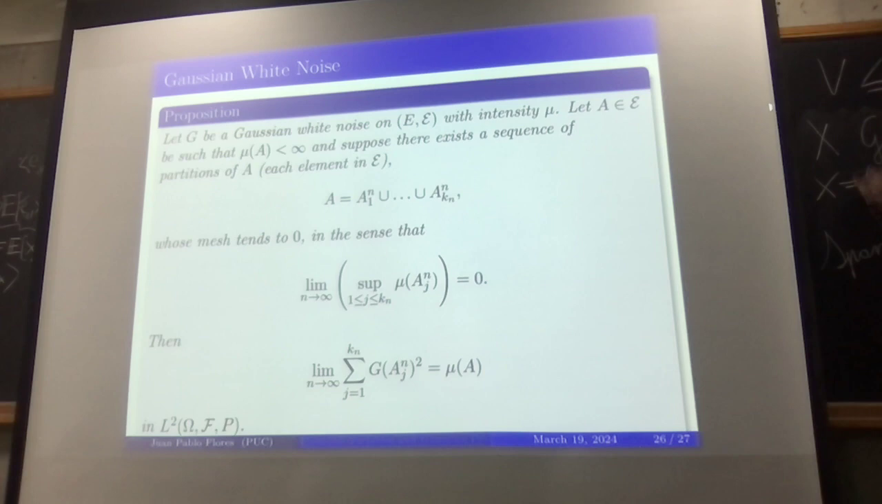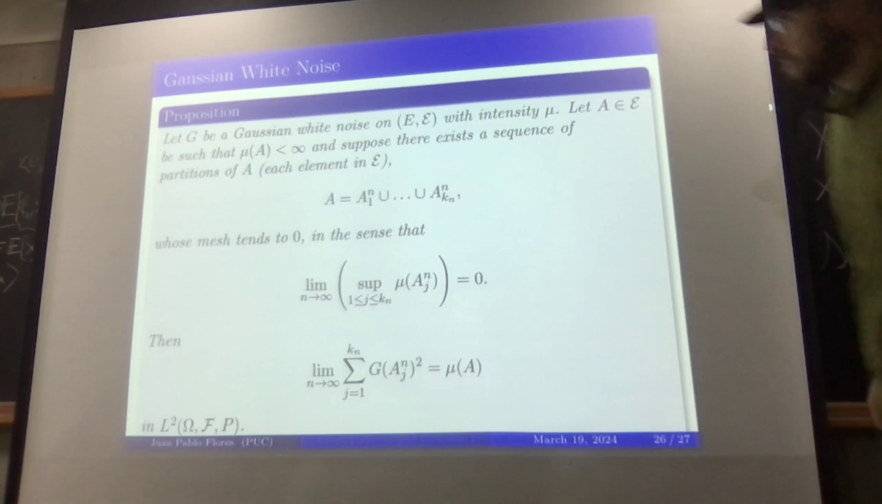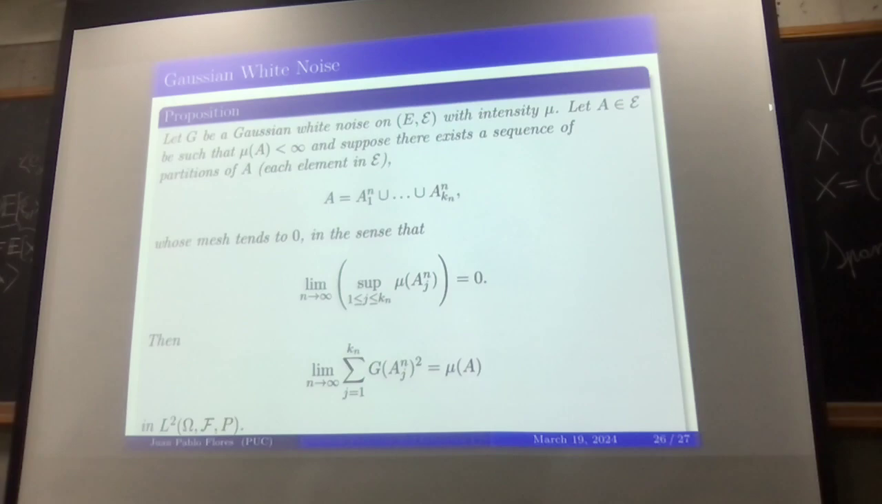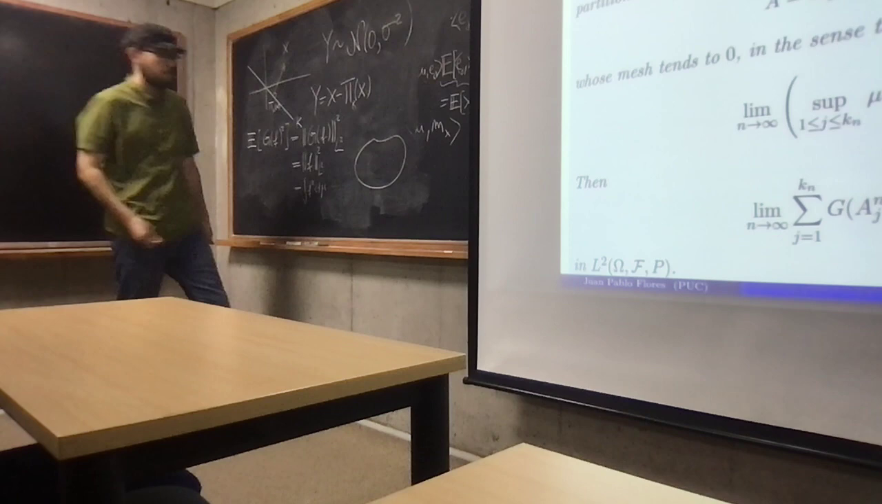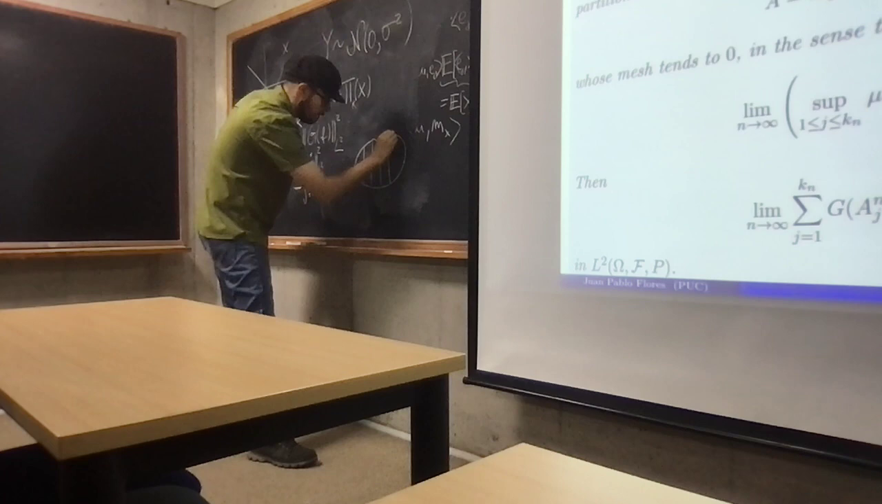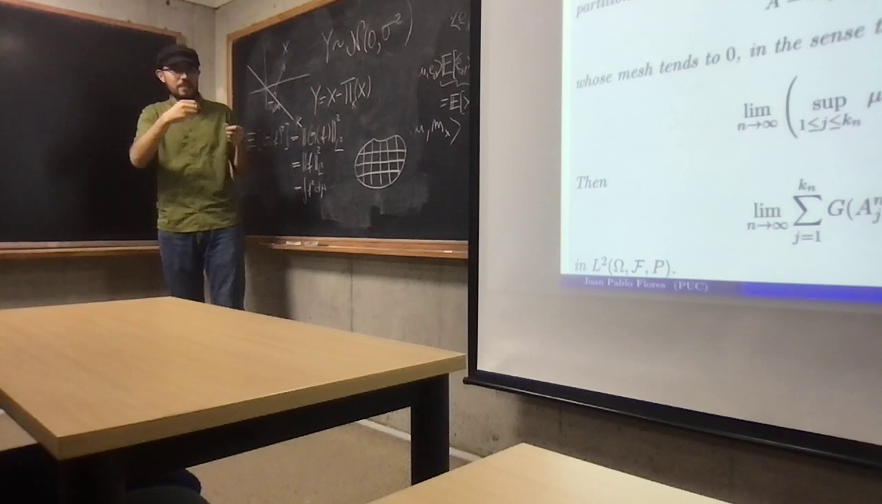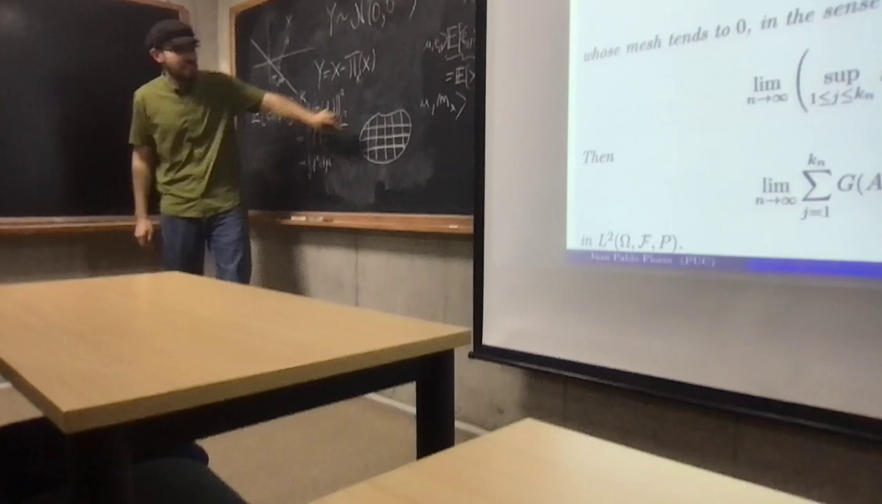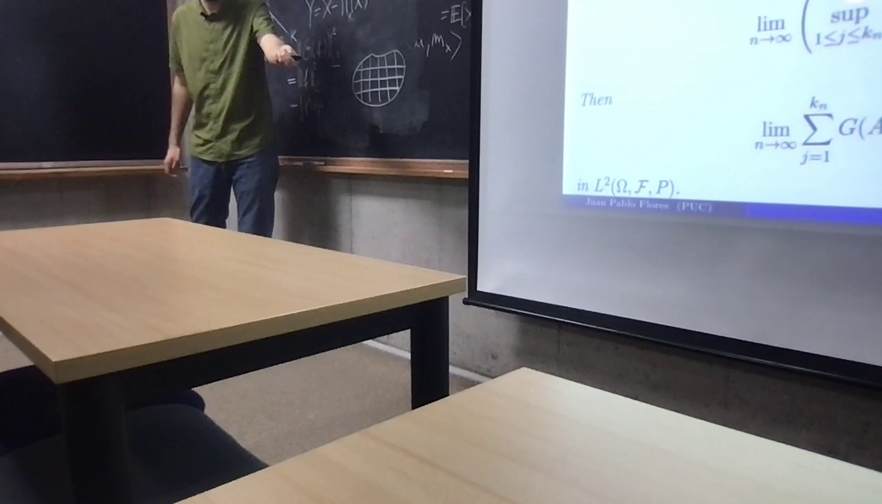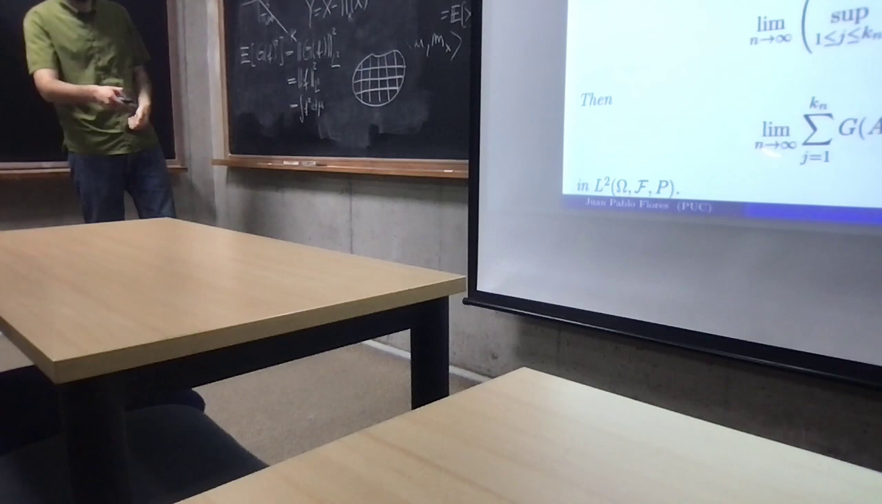Well, I can read the statement. The proof is pretty simple. So the statement is, if you have a set of finite measure, and you can divide this set by disjoint sequences, and you can have different refinements of this division here, and if all the cells go to zero, that is quantified in this limit, then you can recover the measure of the whole set by this limit here in the L2 sense.